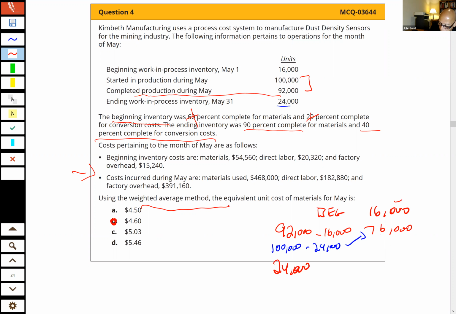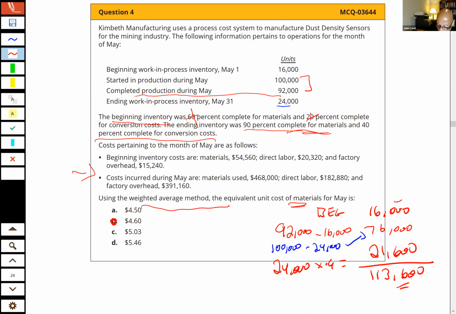And they told me that they were what? When I'm doing it, it helps if I know what I'm doing here. I'm looking at materials. And so they were what? 40%, 90% complete for materials. So I take that what? 24,000 times 0.9. And that gives me now 21,600. I add all that up and I have 113,600 is the equivalent units.